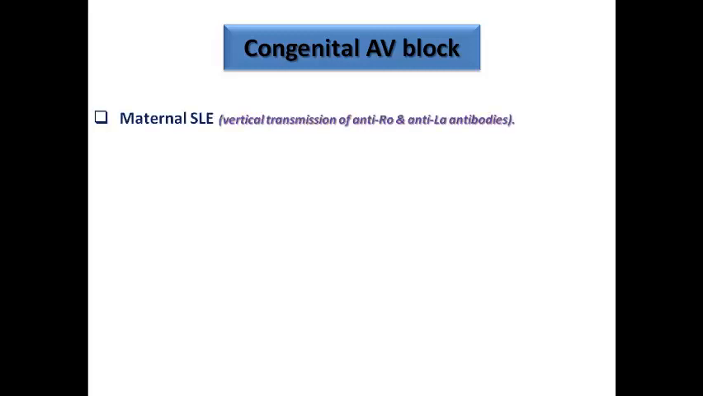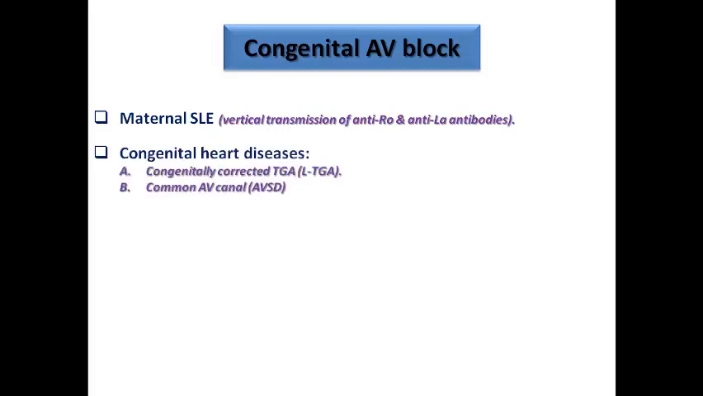So here, for example, the most common cause for congenital AV block that should be excluded is maternal systemic lupus, in which there is vertical transmission of anti-Ro and anti-La antibodies, causing damage to the AV node in the fetus, and this may manifest after birth. At the time, it may lead to severe form of bradycardia that may need correction. And congenital heart disease that is commonly associated with congenital AV block, like congenitally corrected TGA and common AV canal, and that's why echocardiography is very important in any child with congenital AV block.